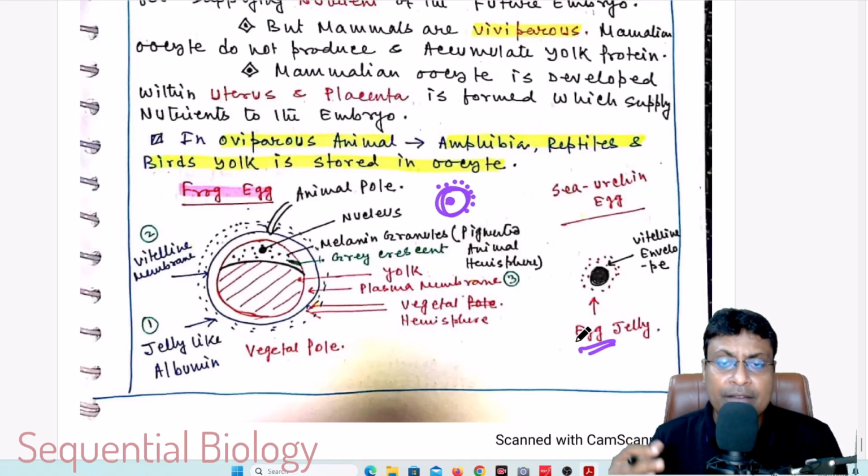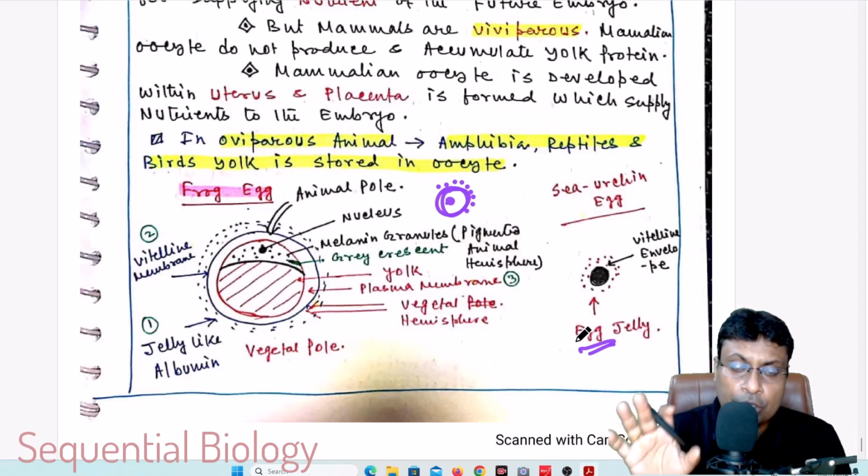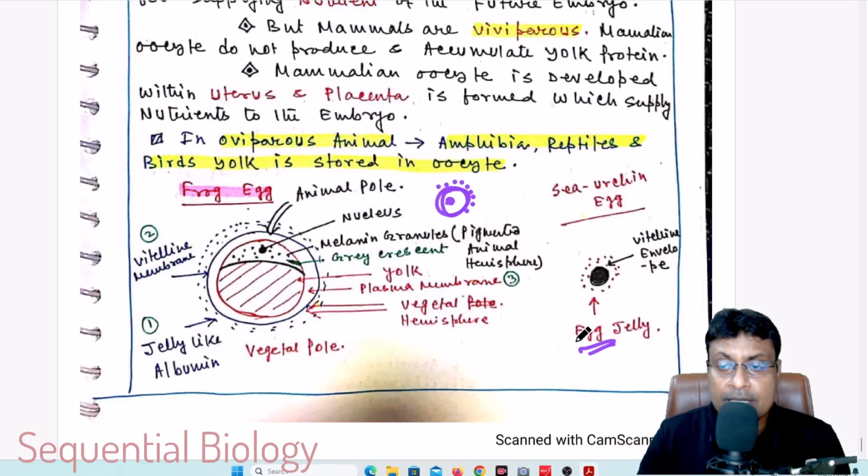And in sea urchin the fertilization is usually external, so the sperm must be attracted towards the egg of a definite species, and this egg jelly plays a vital role in the recognition of the ovum by the sperm. Then this is the sea urchin egg.